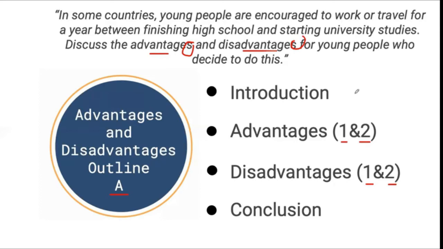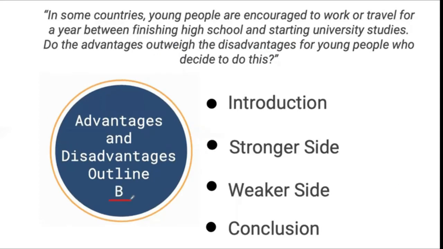Additionally, if you have one advantage and one disadvantage, you might find it difficult to hit your 250-word minimum. So just keep in mind that with this question type, you're just talking about advantages and disadvantages. You don't have to state your opinion and you don't have to state which side is stronger. This is very important. Outline B is a bit different. Now I'm just asking this question in a different way. So this is the same theme that we saw in outline A. Let's go ahead and read it.